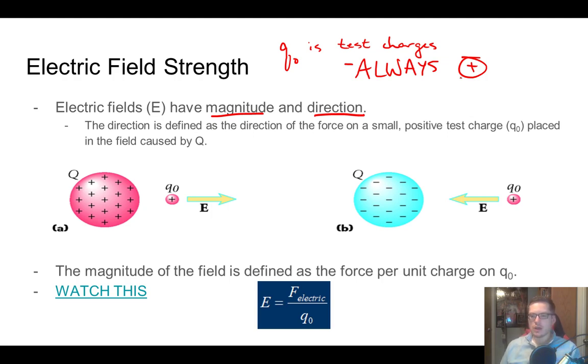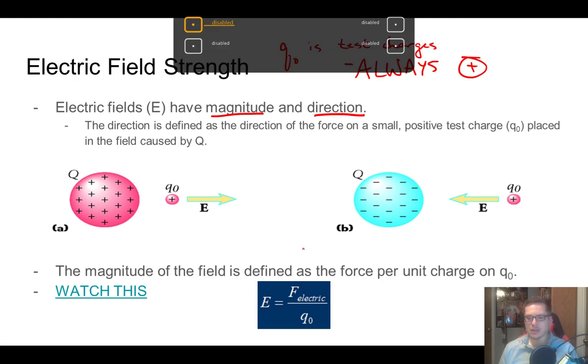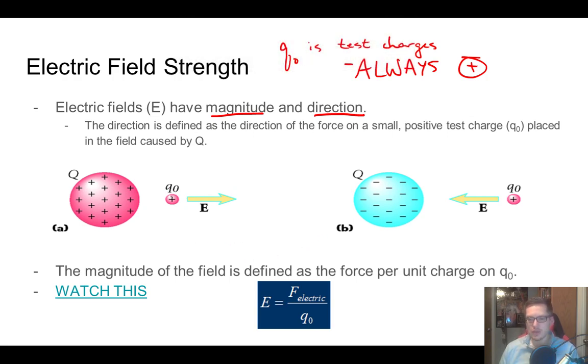So the magnitude is easy to find. Now the direction, though, can be slightly confusing. In order to determine the direction, we talked about this before in the Coulomb's law video. We established that a negative force is always attractive and a positive force is always repulsive. The same kind of thing works here. Specifically, a test charge is always positive, and our electric field is defined by how a positive test charge would act if we put it nearby that point charge.